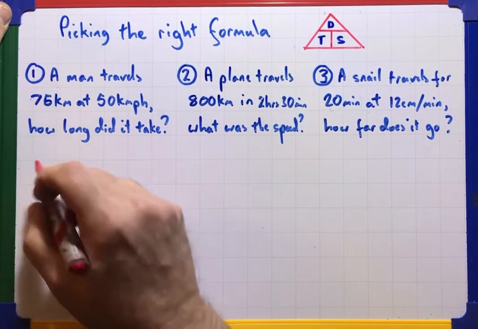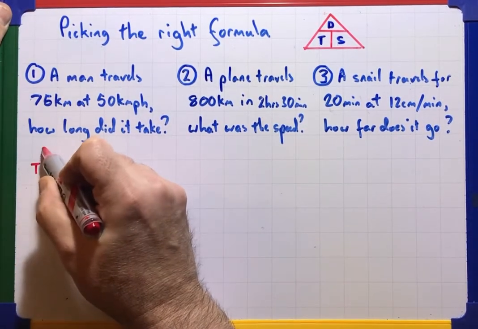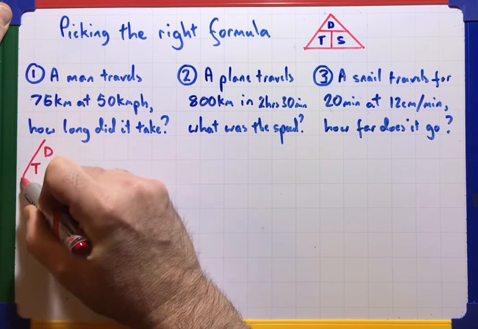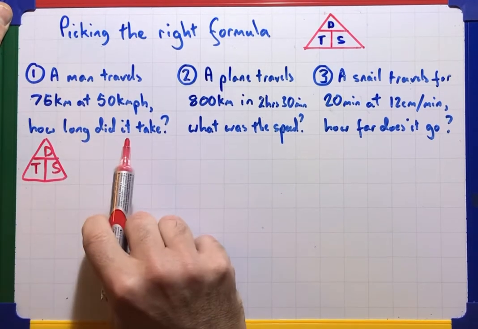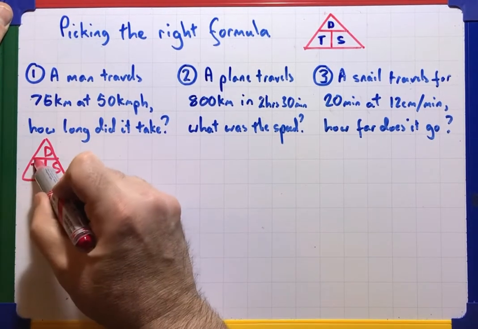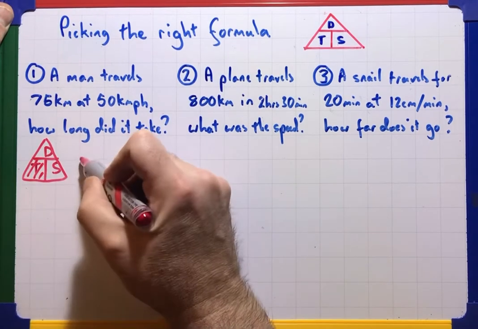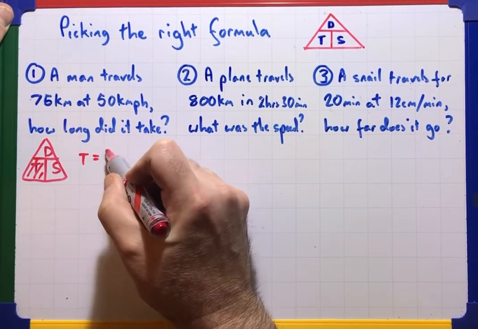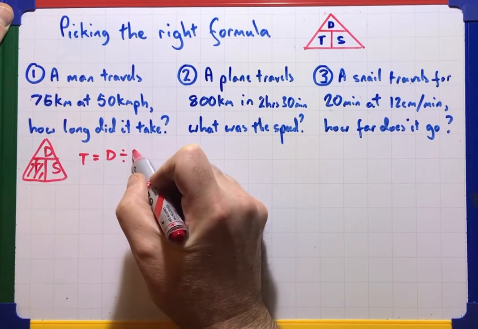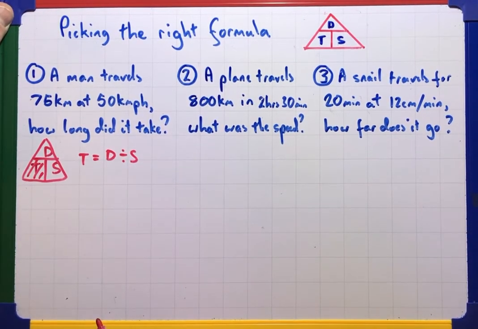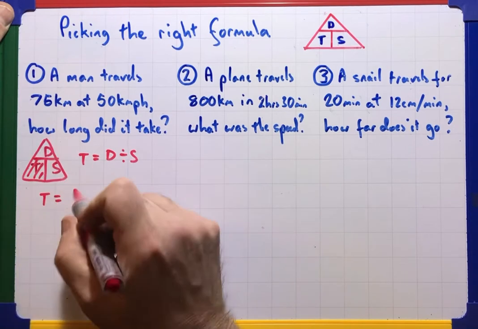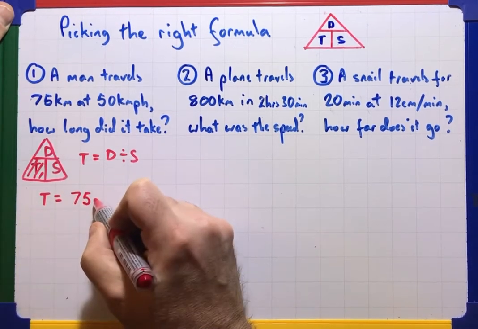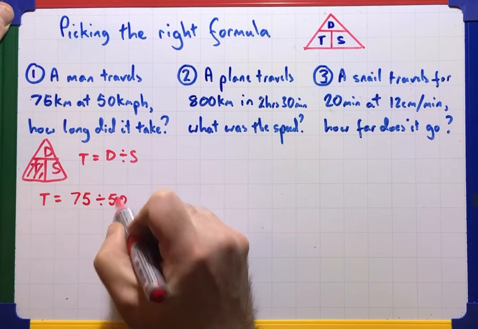Well, first of all, I would write down this triangle. Okay, we've been asked to work out the time. If I cover up the time, it gives me that time is distance divided by speed. So that's what I'm going to work out. So that gives me the correct formula. So what we have is time is going to be distance, which is 75, divided by speed, which is 50.